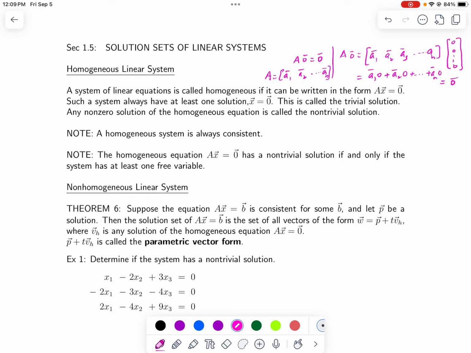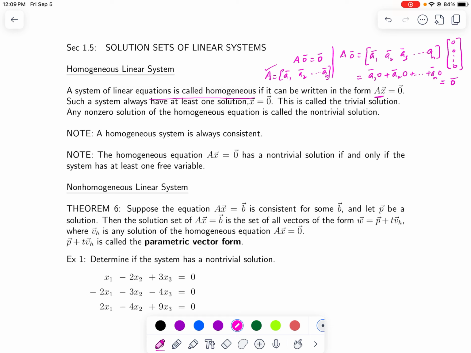So what is a homogeneous linear system? A system of linear equations is called homogeneous if it can be written in the form Ax equals 0. What does that mean? It means when you multiply the solution x with the matrix A, we end up getting a 0 vector. And why would we get a 0 vector?